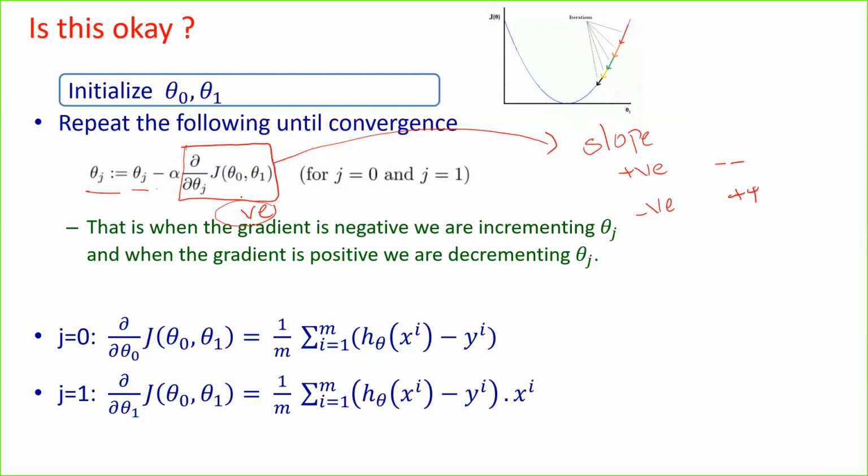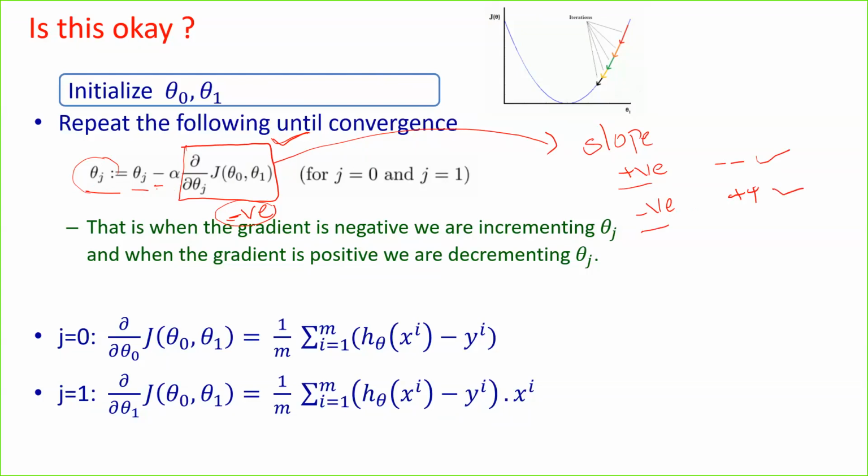If this is negative, then minus of minus will be positive. Are you decrementing or incrementing? Incrementing. It means when this is positive, you are decrementing theta j, and when this is negative, we are incrementing theta j. That's what we wanted, right? When the slope is positive, we decrement. When the slope is negative, we increment.